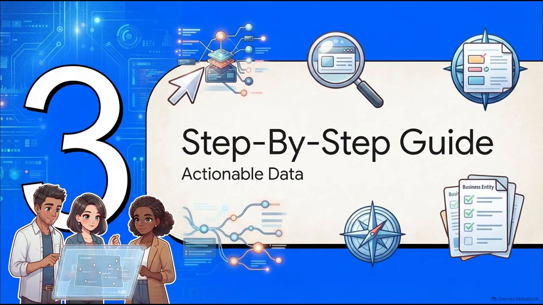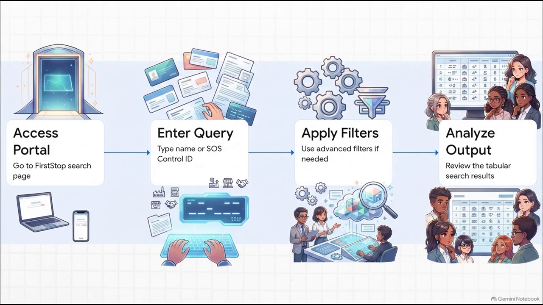All right, let's get into the nitty-gritty with Section 3, our step-by-step search guide. Let's go from a simple query to actionable data. If you want to pull off a successful search, just follow these simple steps. Step 1, naturally, is to navigate to the portal's search page. Step 2, enter your query. You can use the legal business name, or, if you happen to have it, the SOS control ID. Now, that's a unique state identifier formatted as 3 digits, a dash, and then 6 digits. Step 3 involves opening up the advanced filters to really hone your search. And finally, Step 4 is just analyzing the tabular output that the system hands back to you.